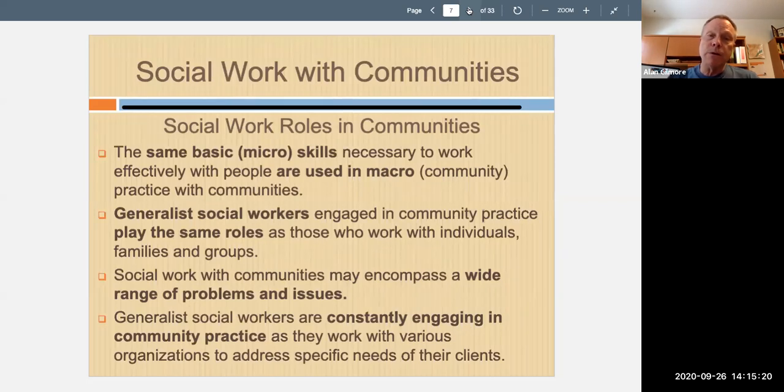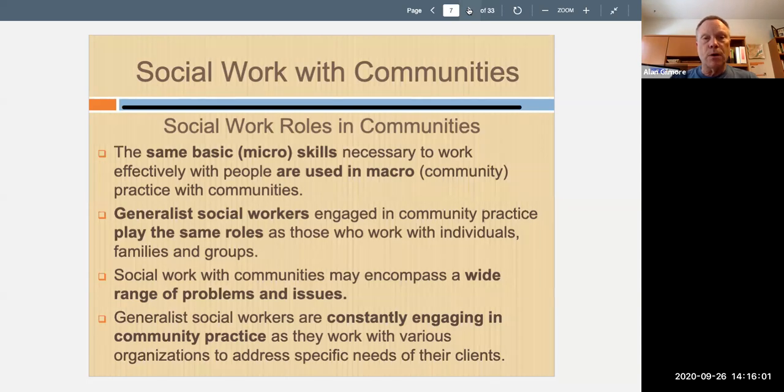So social workers' roles in communities. The same basic skills, those micro skills, so working with individuals, couples, families, and groups that are necessary to work effectively with people, are also used in community work, or what's referred to as macro work or practice with communities. Generalist social workers engage in community practice, and they play the same roles as those who work with individuals, families, and groups.